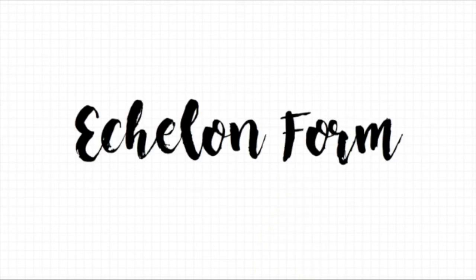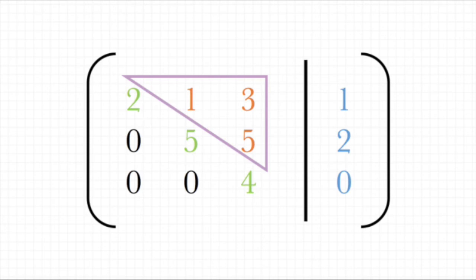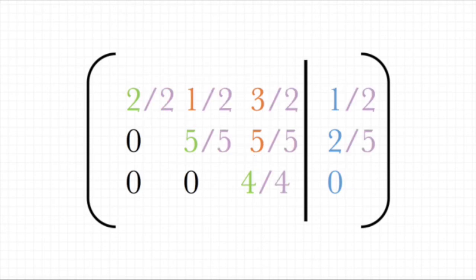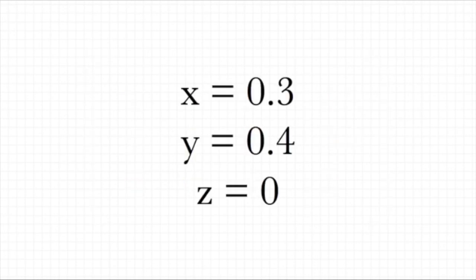But you can keep going and turn the matrix into what's known as its echelon form. In the echelon form, you're creating an identity matrix from the coefficient matrix. From this, we get the following: x equals 0.3, y equals 0.4, and z equals 0.